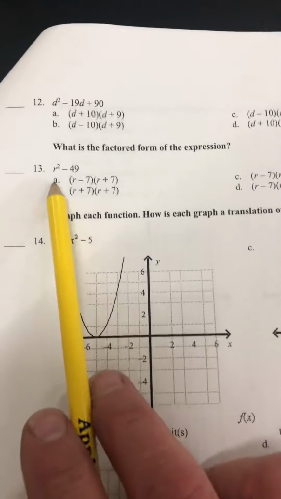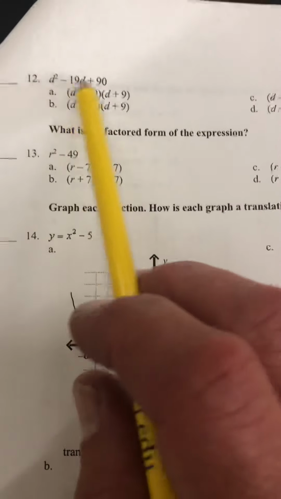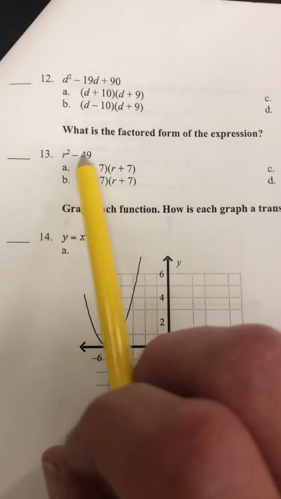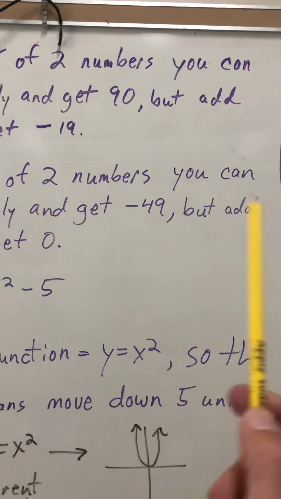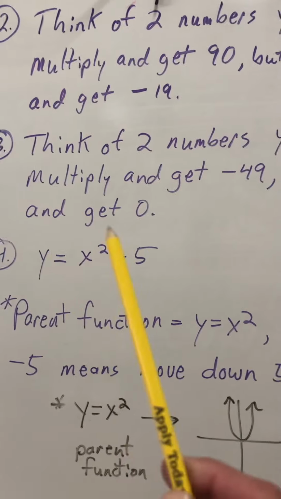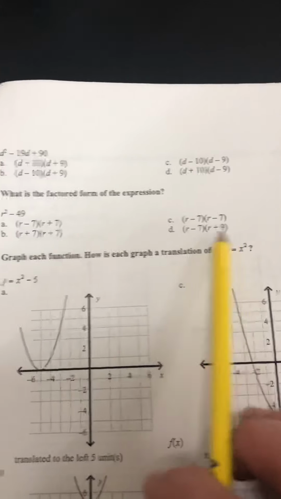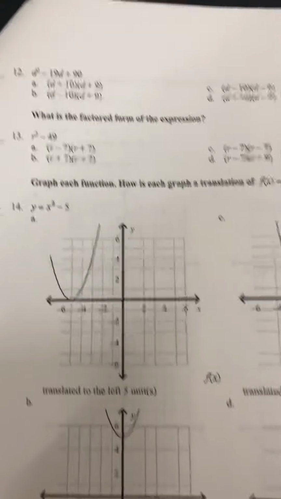For number 13, it's very similar, but notice that there isn't a middle section to this, okay? That's because that's going to be 0. And what I mean by that is my guidance for you for number 13 is to think of two numbers that you can multiply and get negative 49, but add and get 0, okay? So that's why there's nothing in the middle here. You have only these numbers to choose from. Which ones do you multiply and get negative 49?